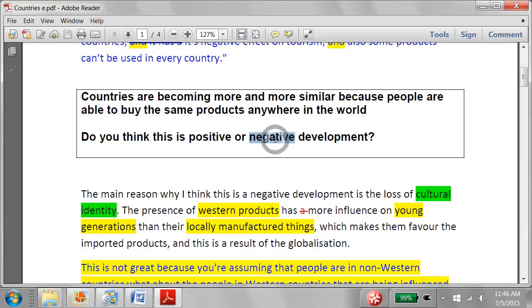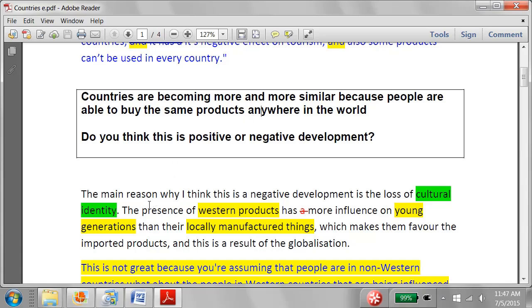Okay, the candidate chooses to talk about it being a negative development, and note that the key part of the topic is really here. Countries are becoming more and more similar. And then this is the reason, because people are able to buy the same products anywhere in the world. The candidate's going to argue that it's negative that countries are becoming more similar, with the reason that they're able to buy the same products anywhere in the world. The introduction's up here.